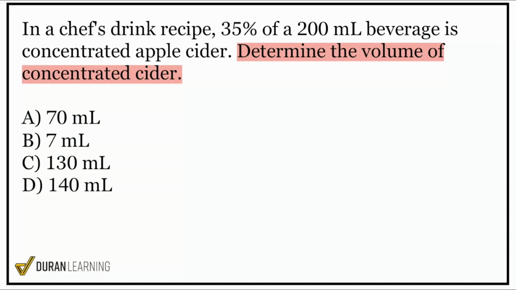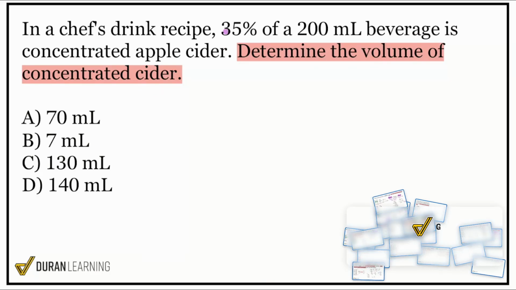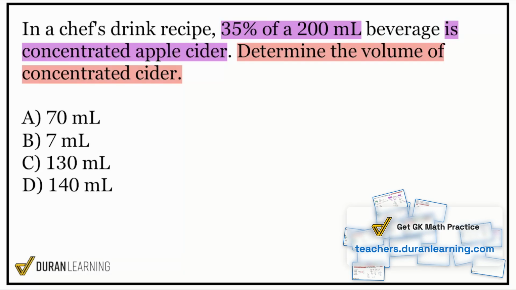Now, don't freak out. This is not a volume geometry problem. It's not. It's a percentage question. And let's understand the situation here. It says, in a chef's drink recipe, 35% of a 200 milliliter beverage is concentrated apple cider. So we want to know the amount of concentrated apple cider. Now, take a look at what we read here. Let me highlight this. 35% of a 200 milliliter beverage is concentrated apple cider.